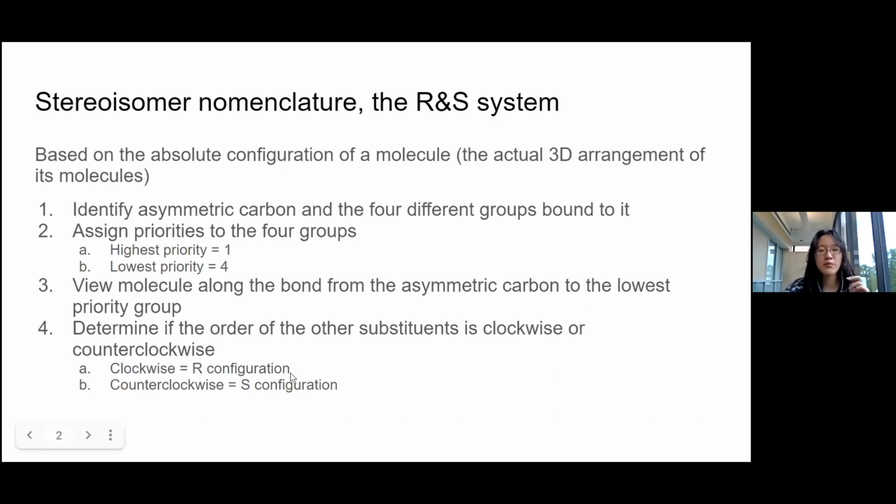And then from this point, we're going to view the molecule along the bond from the asymmetric carbon to the lowest priority group. So that means that it's going to be kind of like a Newman projection situation where you have your asymmetric carbon in front and your lowest priority group in the back, so you can't really see it. And then because we don't really care about the substituents, if any, on the lowest priority group, we're just going to care about the free substituents on the front. And looking at those free substituents on the front, we're going to see if their order is clockwise or counterclockwise. If it's clockwise, it's going to be what we call the R configuration. And if it's counterclockwise, it's going to be what we call the S configuration.